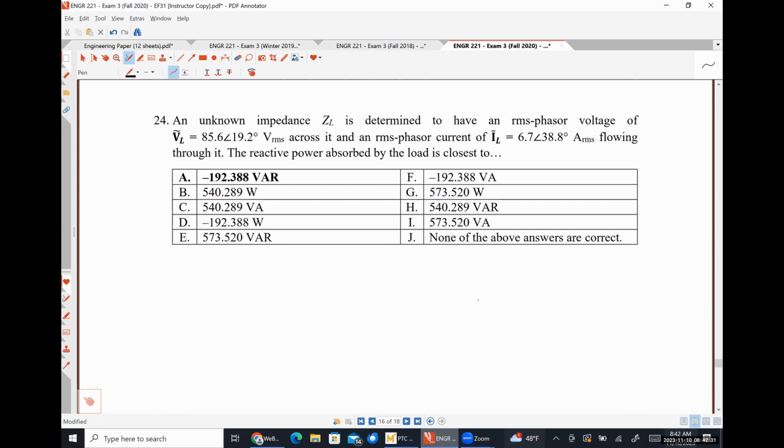Probably not. All right. So we have an unknown impedance, and we're trying to find the reactive power absorbed by the load. We're told the voltage drop across the load and the current flowing through the load. So S is just V times I conjugate, because we would express this in rectangular form as P plus jQ. Q is the answer.